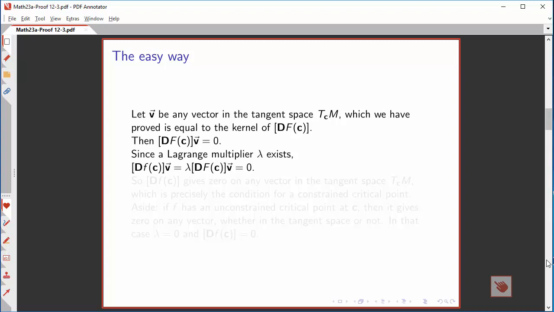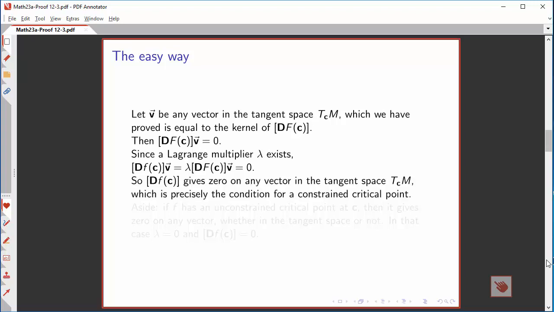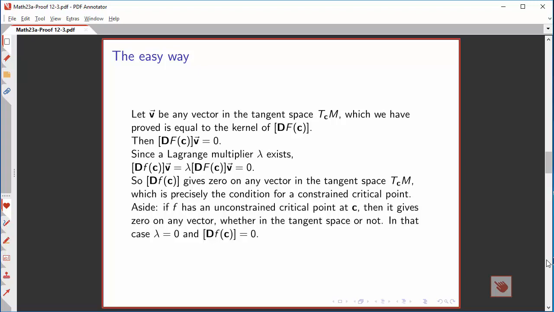We're assuming that a Lagrange multiplier exists, so d little f is a multiple of d capital F, and therefore when d little f acts on V, it also gives 0. In other words, df gives 0 on any vector in the tangent space to the manifold at point C, and that's precisely what we mean by a constrained critical point.